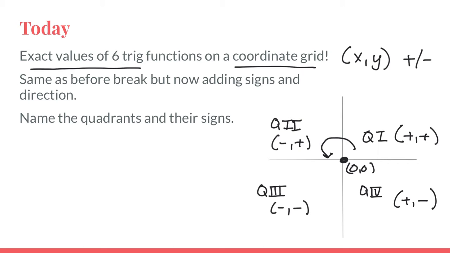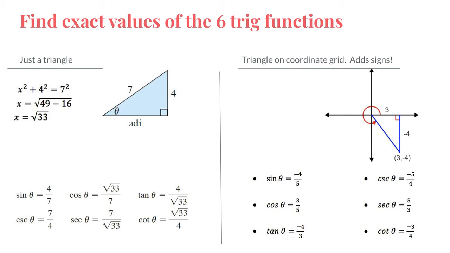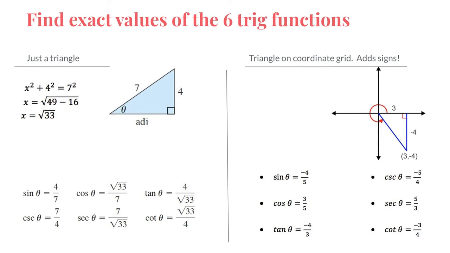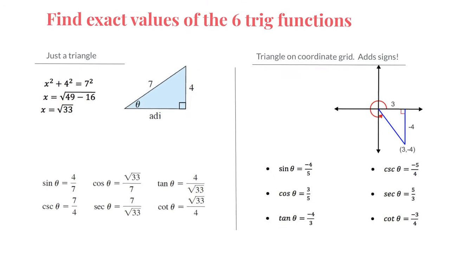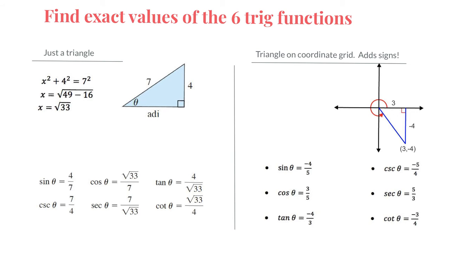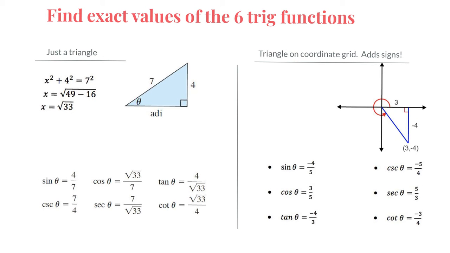We'll be given a point today, and it's important that we recognize which of those 4 quadrants that point belongs to, so that we get our diagram drawn correctly. So as you see on this picture to the left, this is what we did before break. We took just a triangle, had no direction, no identity, just a triangle. We were provided 2 of our 3 sides. We used Pythagorean Theorem to find our 3rd side. And then we wrote out our 6 exact values.